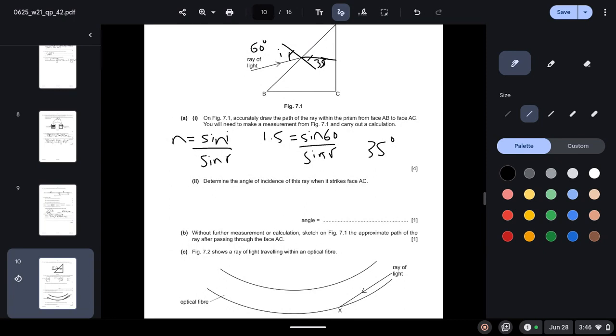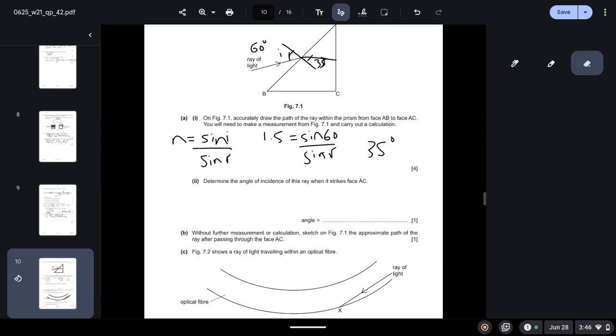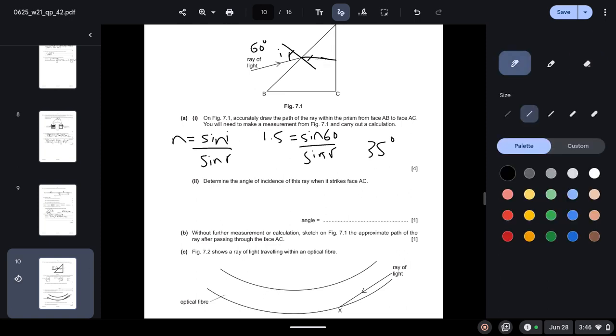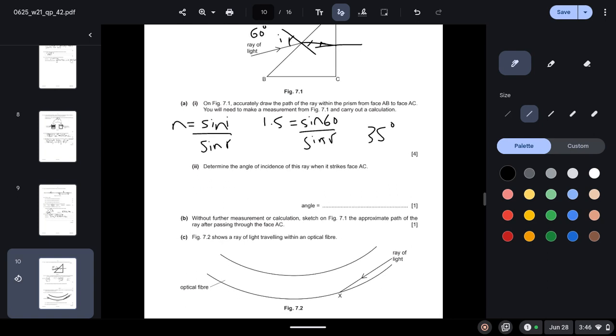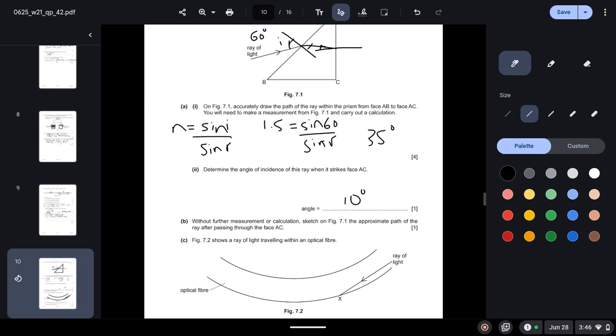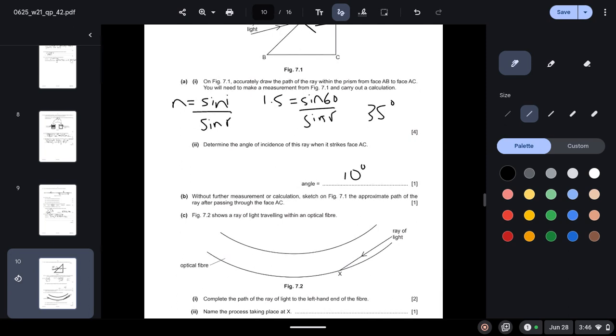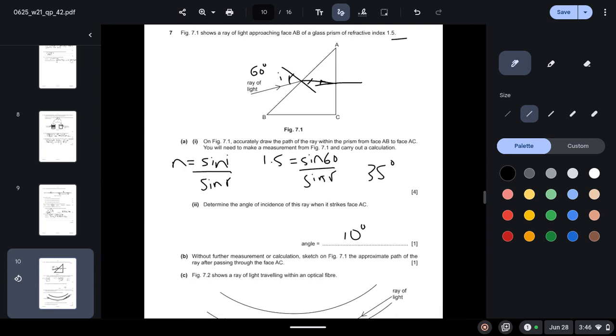Determine the angle of incidence of this ray when it strikes face AC. Once again you will have to make a normal like this, and you have to calculate this angle, this small little angle. Using your protractor, this will come out to be 10 degrees. Without further measurement or calculation, sketch on figure 7.1 the approximate path of the ray after passing through the face AC.